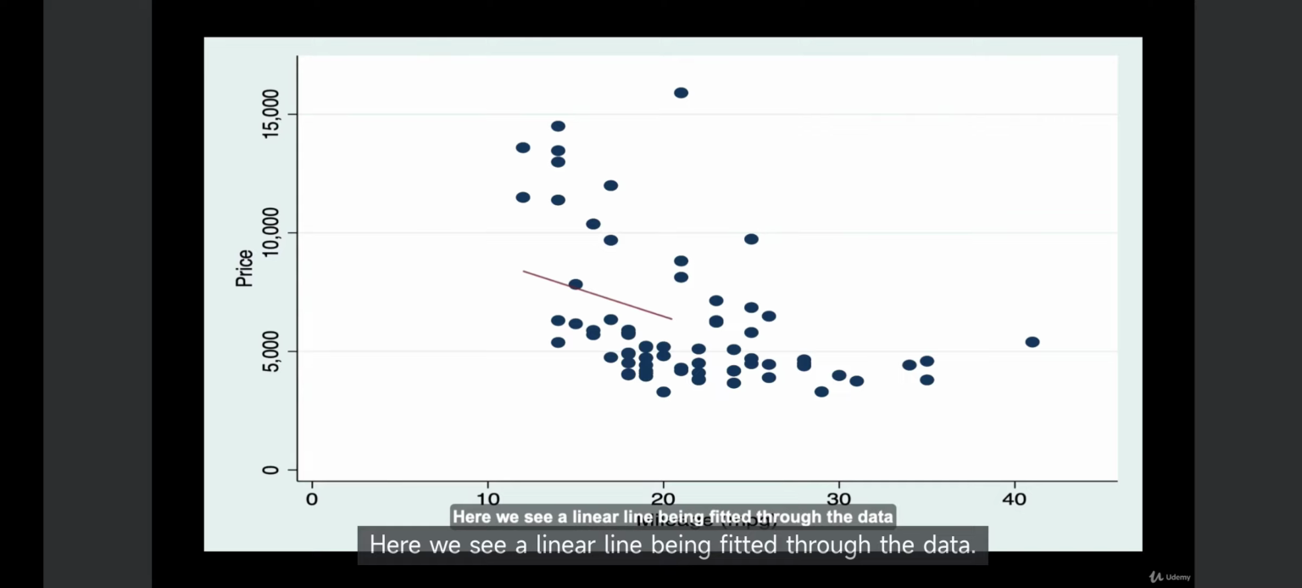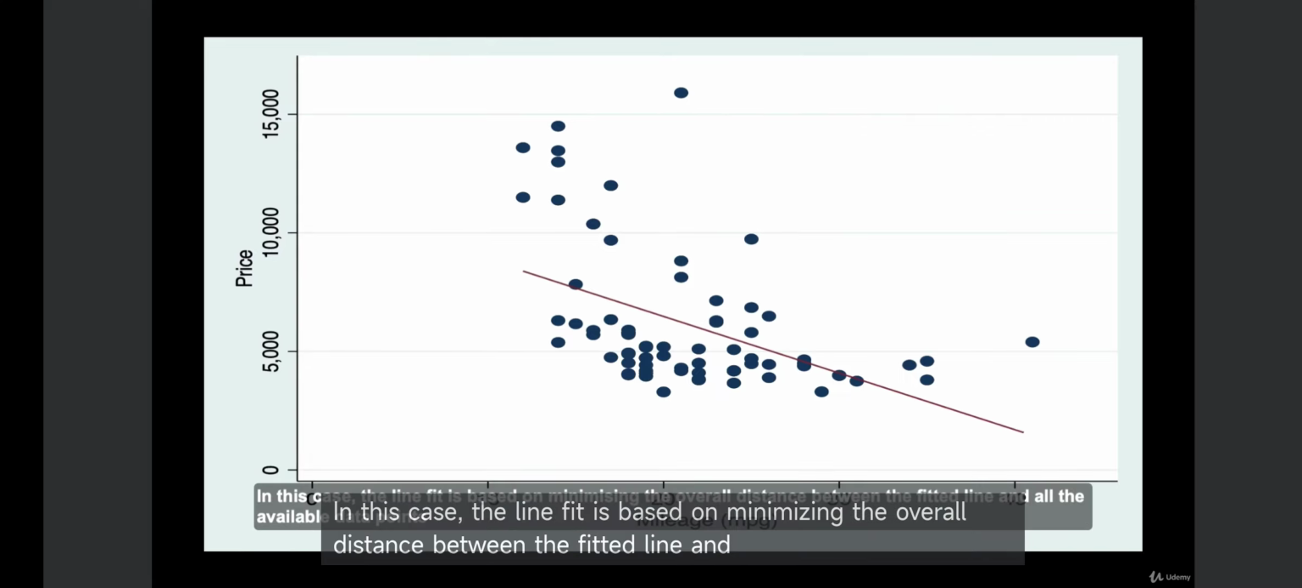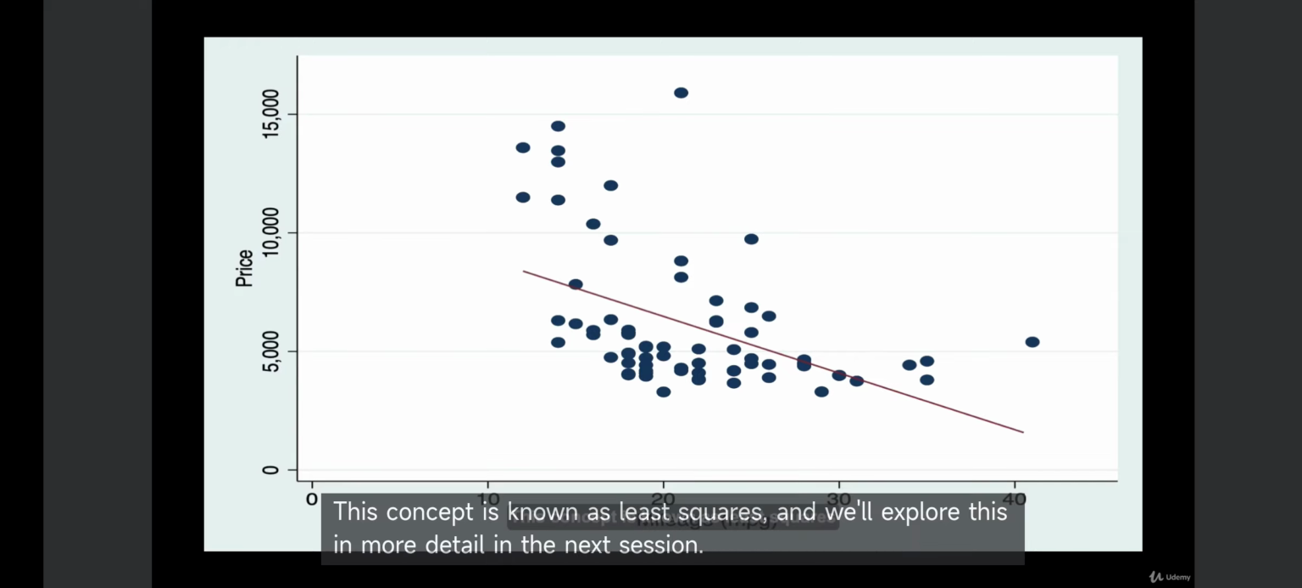Here we see a linear line being fitted through the data. In this case, the line fit is based on minimizing the overall distance between the fitted line and all the available data points. This concept is known as least squares, and we'll explore this in more detail in the next session. It underpins the ordinary least squares regression methodology.